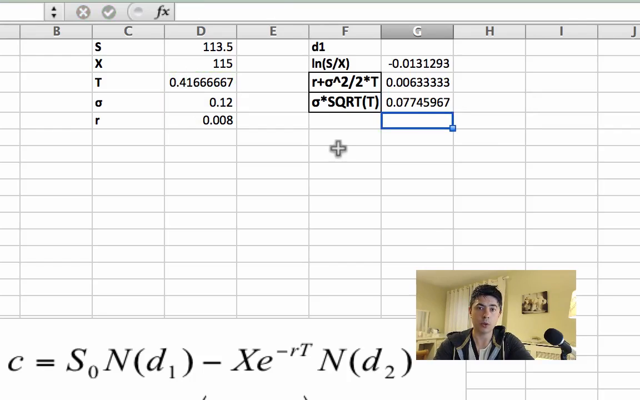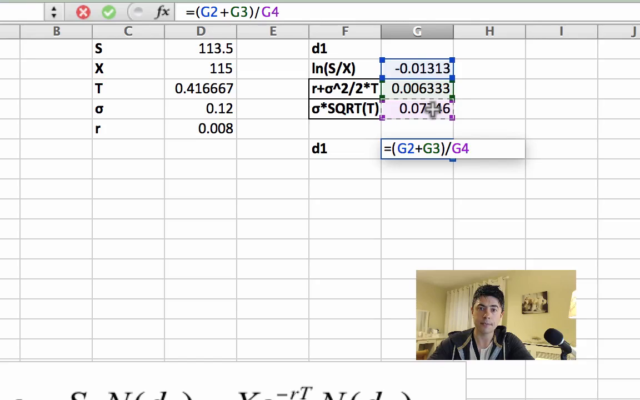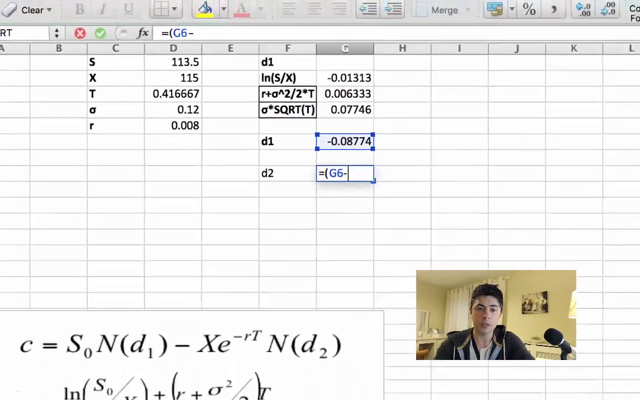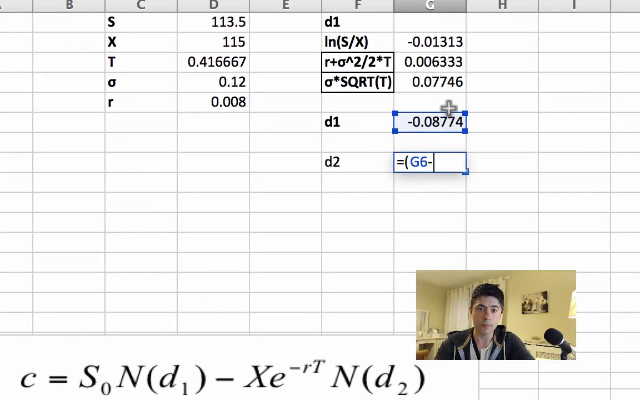Okay, and we should have enough now to find our value for D1. We just follow the formula, top left plus the top right, and we divide that by the denominator we just found. And we can also find D2, which is your D1 minus standard deviation multiplied by the square root of the time to maturity, which we already have done here.